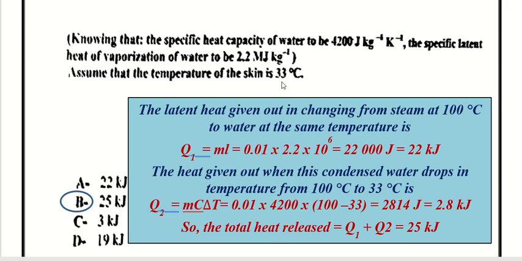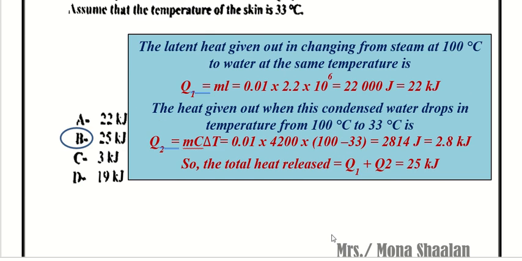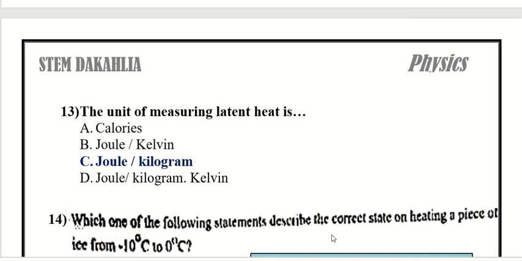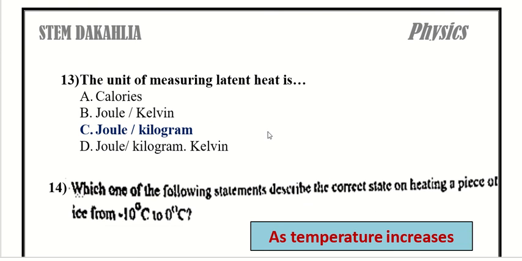So there is a quantity of heat that will be released due to the difference between the temperature of the hand and the temperature of the steam. We can get the value of the quantity of heat, mc delta T, substituting for the difference in temperatures, 100 for steam and 33 for the skin, and getting this value. So the total amount of heat released will be the summation of the two values, which equals 25 kilojoules.